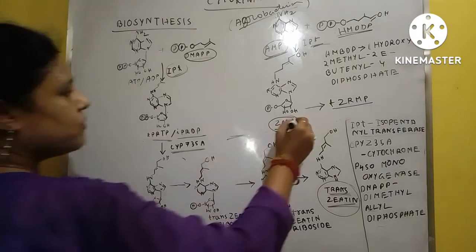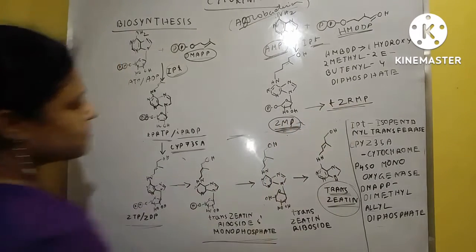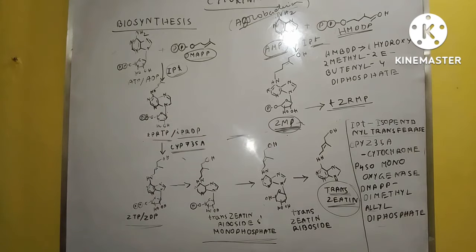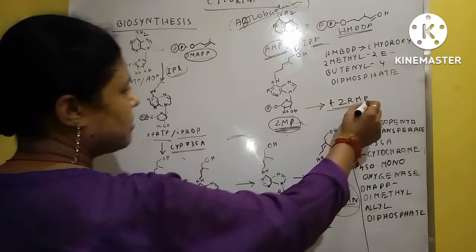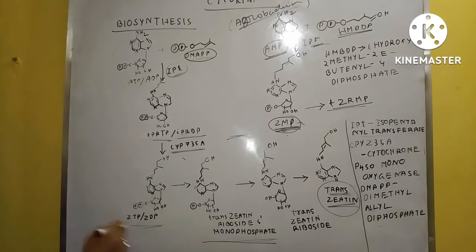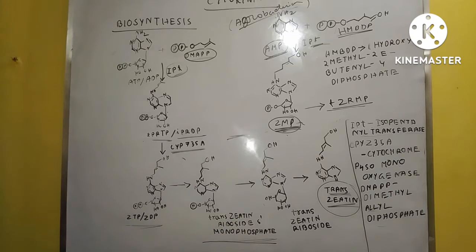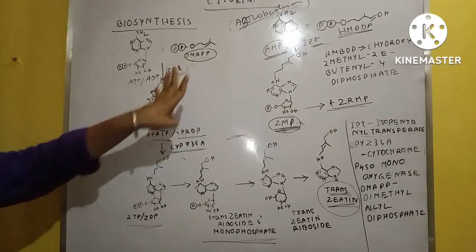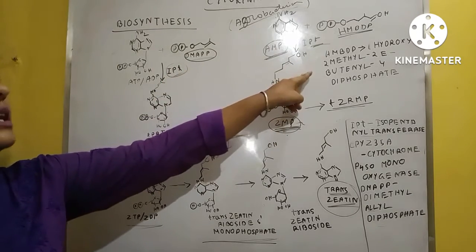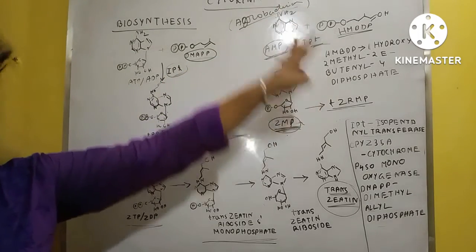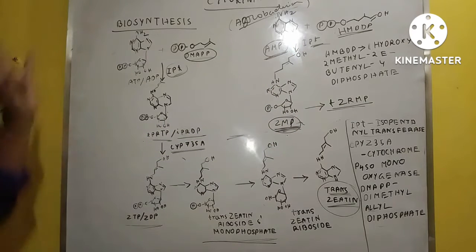Okay, so from ZMP this is transformed here, or this is the conversion of ZRMP is possible, and here ZTP or ZDP is important, because from ZDP the trans-zeatin riboside monophosphate 5' is formed, obviously. So these are actually two differences. This is seen because this is virulent Agrobacterium, so here this situation is occurring. So this is the actual biosynthesis of the cytokinin.